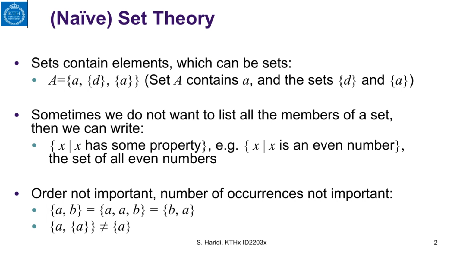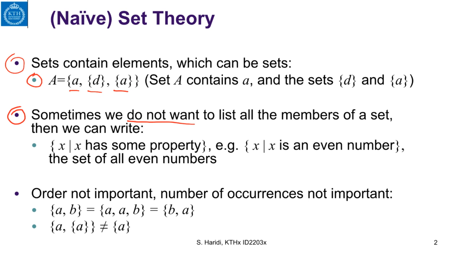So sets contain elements, which themselves can be sets. So here is an example of a set A containing 3 elements: the element A, the singleton set D, and the singleton set A. Sometimes we do not want to list all the elements of a set.